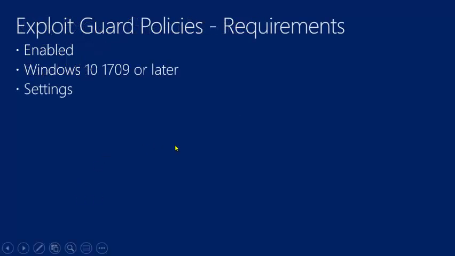And then in terms of requirements, first of all, Exploit Guard needs to be enabled. This is a feature and capability in Configuration Manager. It is an optional feature. It is not turned on by default. So in order for it to show up in the console, you need to enable this feature and restart the console.